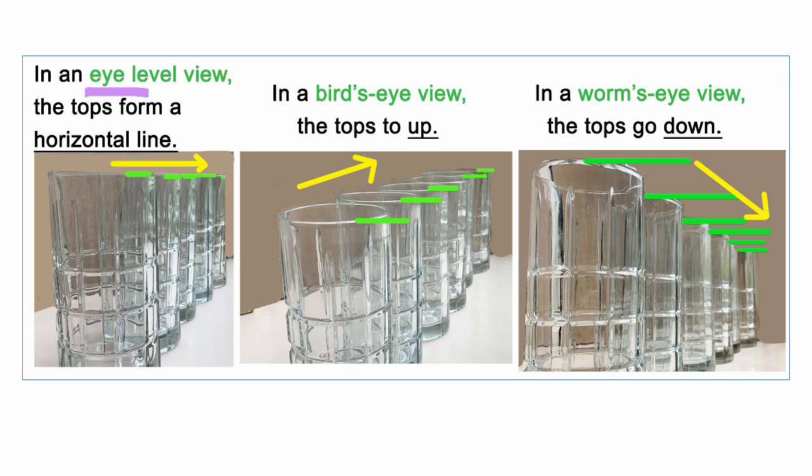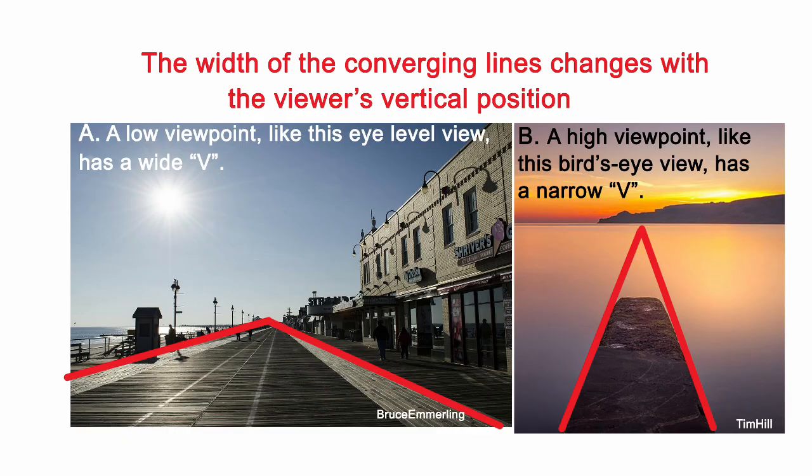In an eye level view, the tops form a horizontal line. In a bird's eye view, the tops go up with distance, getting closer as they approach eye level. And in the worm's eye view, they go down, also getting closer as they approach eye level. The width of the converging lines changes with the viewer's position. This is a low viewpoint where the viewer is close to the ground. Here, the viewer is much higher, so the V is narrow.